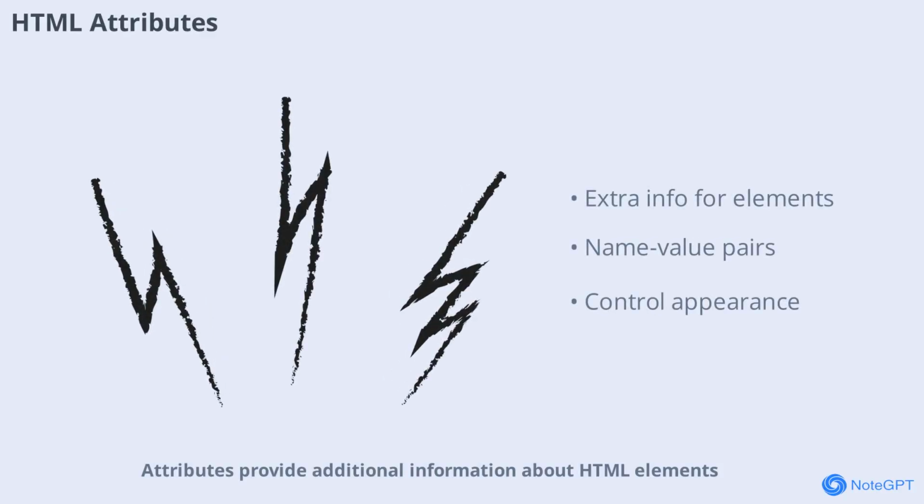Attributes provide additional information about HTML elements. They are placed inside the opening tag and usually come in name-value pairs like class="main" or id="header". Attributes help you control the appearance and behavior of elements on your page.